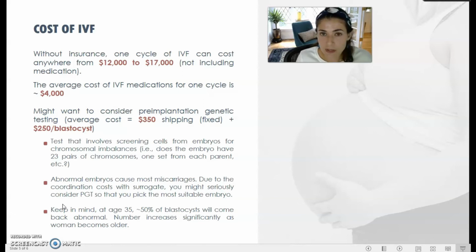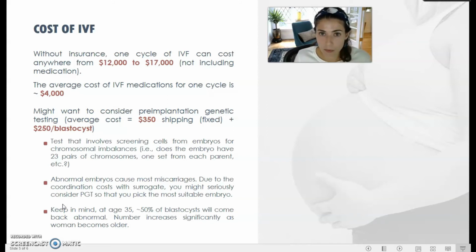So this is a relatively new technology where the IVF lab will take a biopsy of your day 5 embryo and send it out to a lab. And then this lab will do some sort of test on it to make sure that the embryo has the right number of chromosomes. And basically, they're answering the question, does the embryo have 23 pairs of chromosomes, one set from the intended father and one set from the mother?